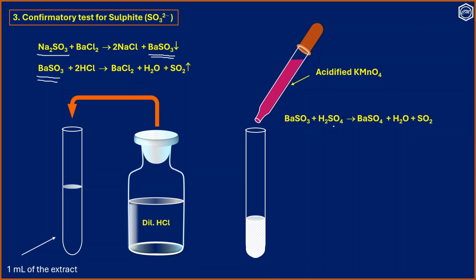Barium sulfite plus sulfuric acid gives barium sulfate and sulfur dioxide. Then permanganate reacts with this sulfur dioxide and is converted to MnSO4, and MnSO4 is colorless. That is why the potassium permanganate solution gets decolorized.